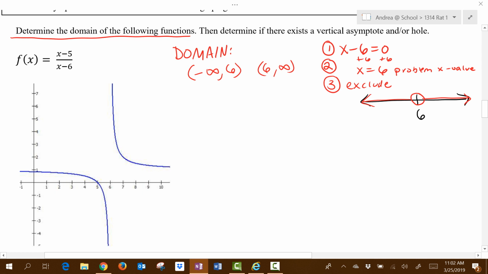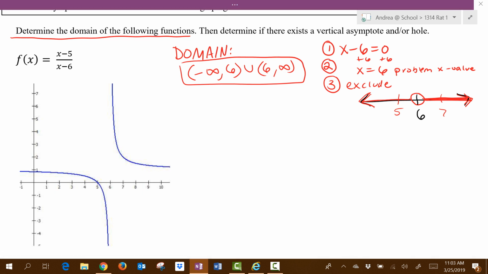And we have a hole or a gap, so we'll put a union symbol. Recall that this means that every x value that's included except for 6 can be used in the function. So anything to the left of 6, anything to the right of 6 can be used in the function in place of x, but x equals 6 cannot be used as an x value in the function.